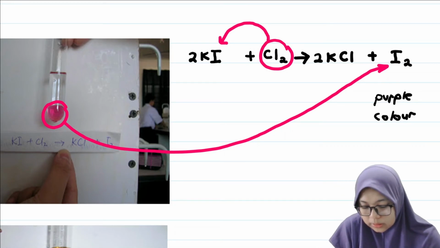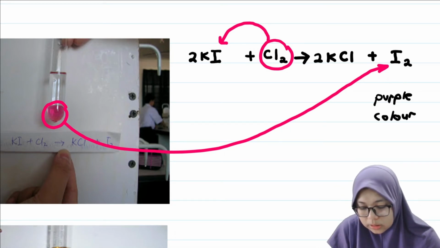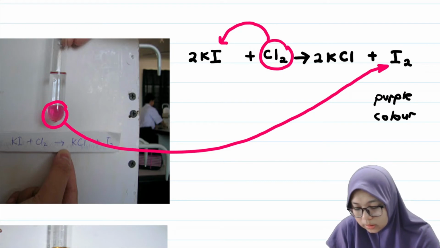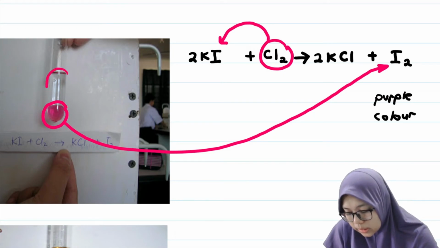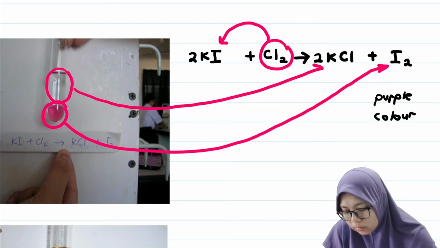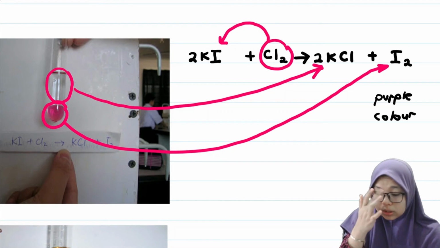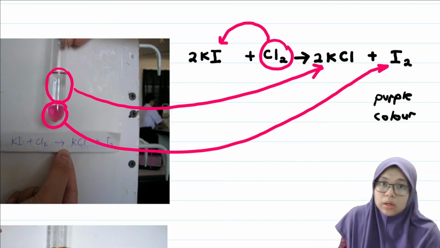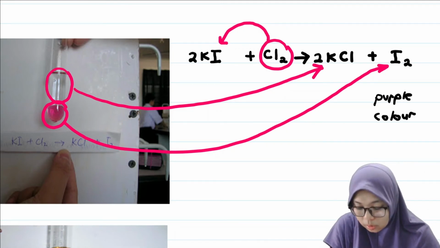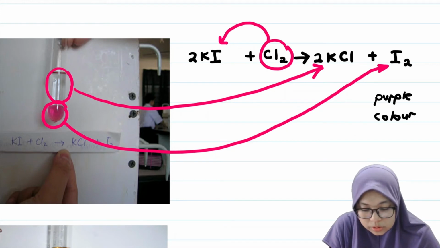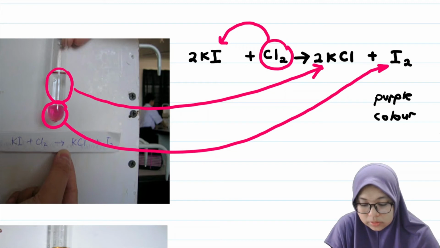Okay, the purple color is actually for iodine in 1,1,1 trichloroethane. And the upper side of the test tube is actually the color for potassium chloride. So potassium chloride is the aqueous solution. The color is almost colorless or pale yellow. So in this reaction, same as the previous reaction, is a redox reaction.